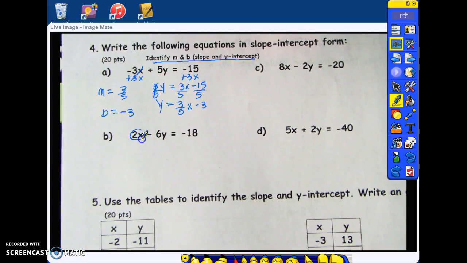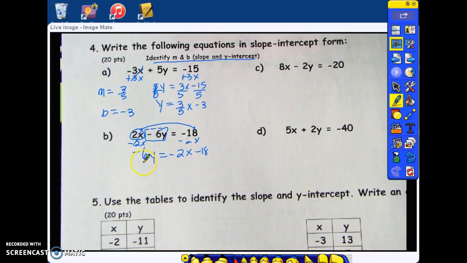For B, I'm going to do the same thing. I'm going to start with my 2x and bring it over here so that I can get y by itself. I'm subtracting my 2x on both sides so that I can get rid of this 2x on the left. And I'm bringing everything else down. -6y equals -2x minus 18.